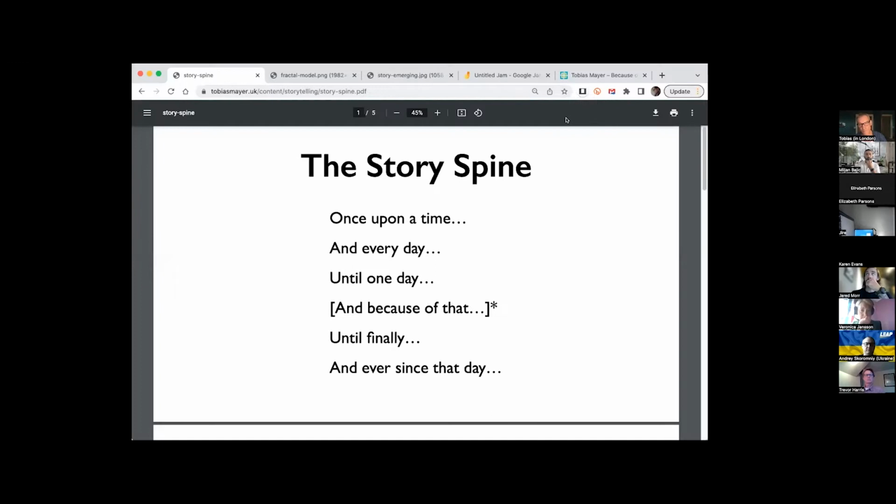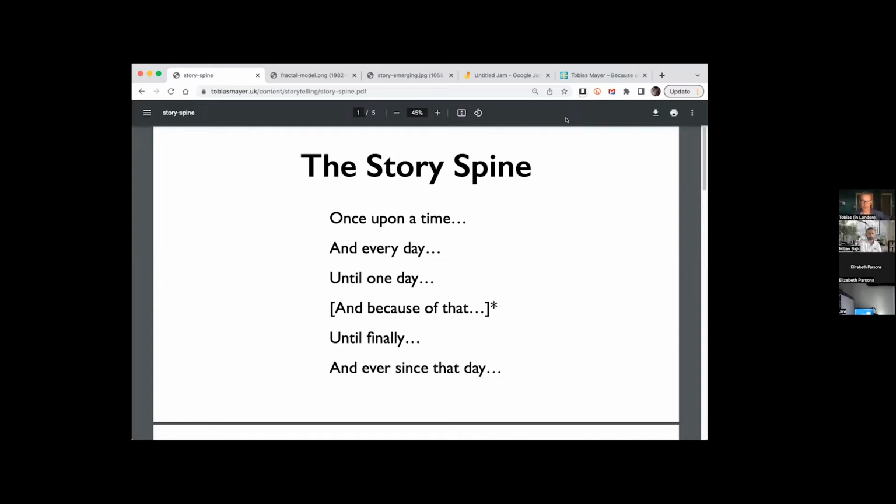There it is, the story spine. It'll be familiar to you, right? If you think about any fairy story you've heard, they usually begin in that way, don't they? Once upon a time, there was a something who did something. Once upon a time, there was a princess who was trapped in a tower. Once upon a time, there was a frog who used to be a king. Once upon a time, there was a little girl who visited her grandmother on a regular basis. So we set the scene essentially.